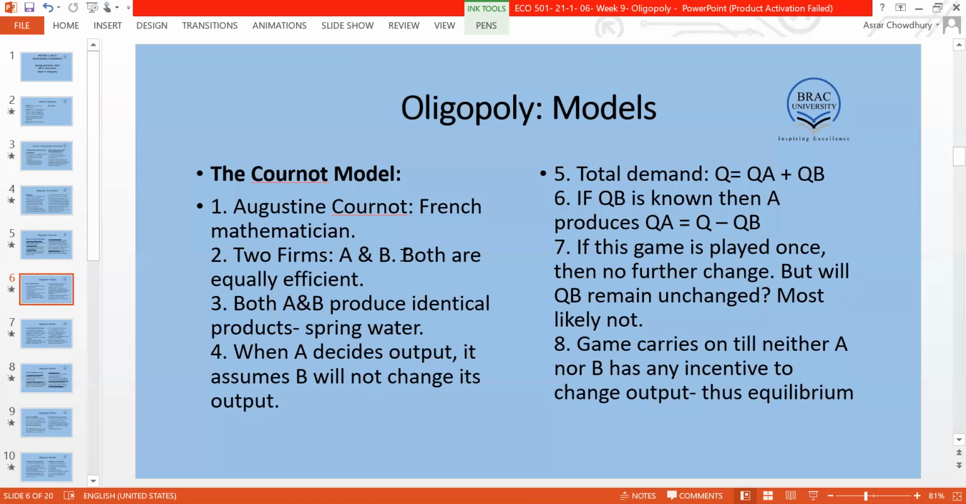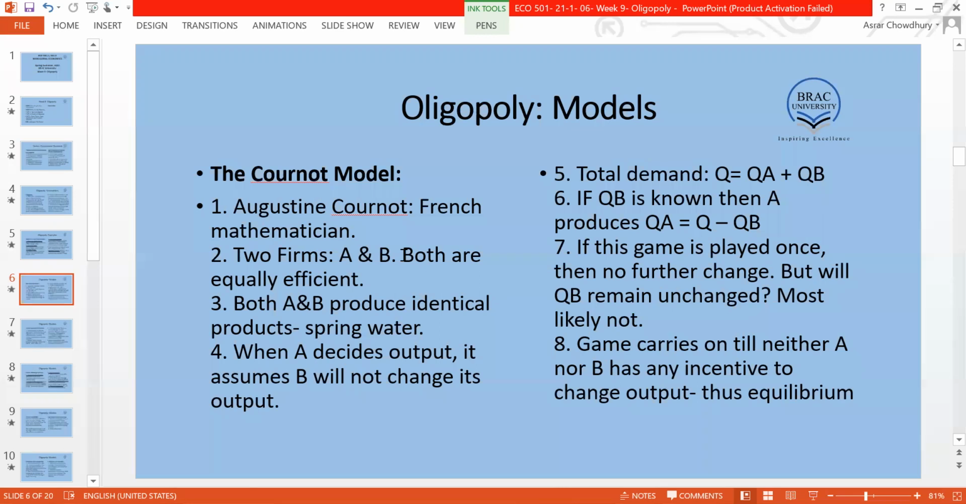Second thing that he assumed was the 2 sellers were equally efficient. What does that mean? Farm A and farm B have the same capacity to produce something. So one farm does not have a production advantage over the other. Does that make sense, if 2 farms are equally efficient? Yes, sir.